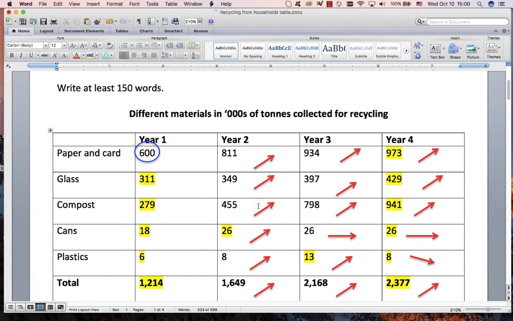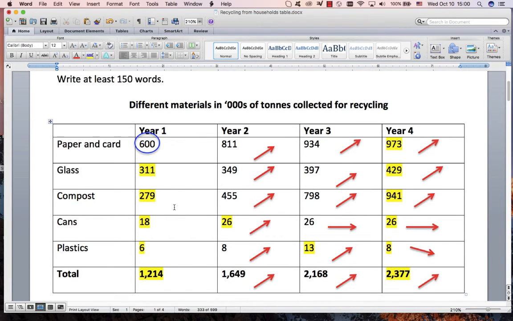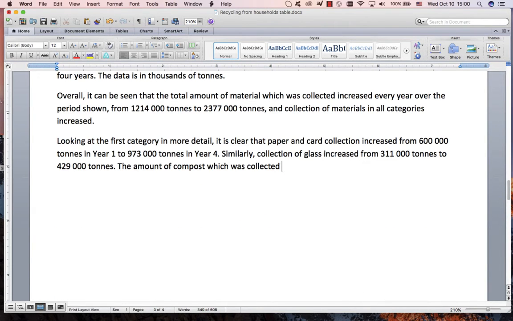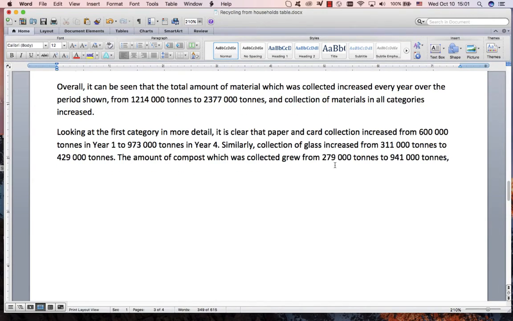And remember, compost, we are going to use our comma which. I was thinking of doing a noun phrase 4, but we can save it for later. So let's just do a noun phrase 3. The amount of compost which was collected. I won't say increased again, I'll say grew from 279,000 tons to 941,000 tons, which was the largest increase on the chart, on the table. On the table, in the table is fine. Anyway, so there we've got our comma which, which is lovely.